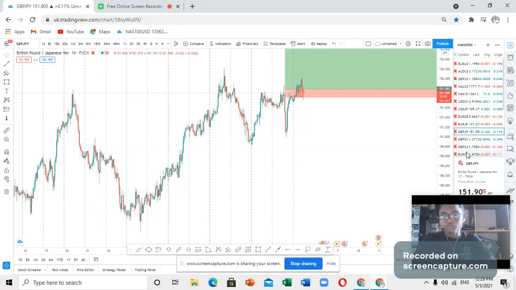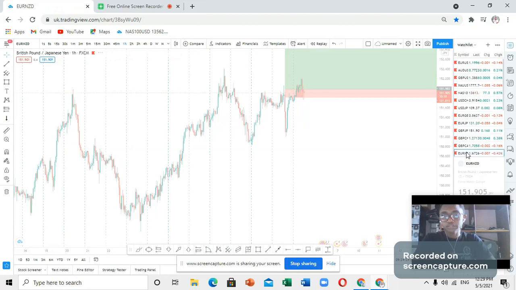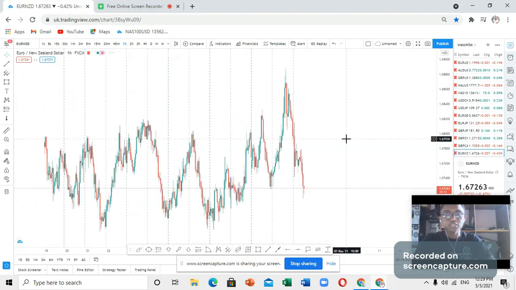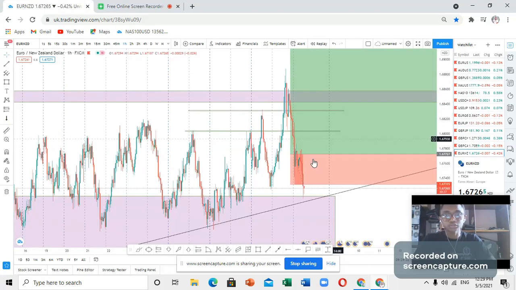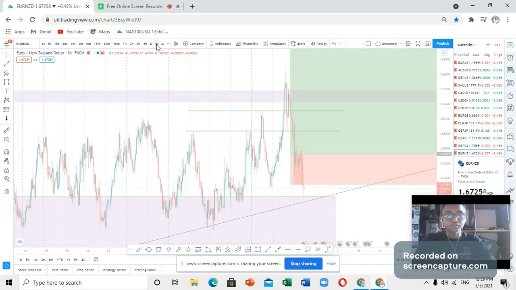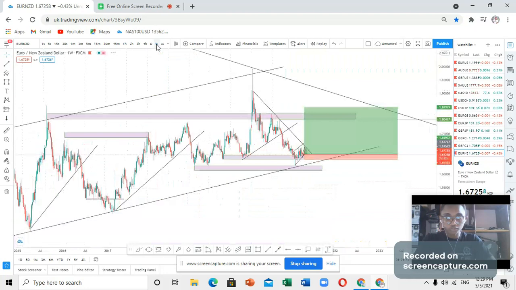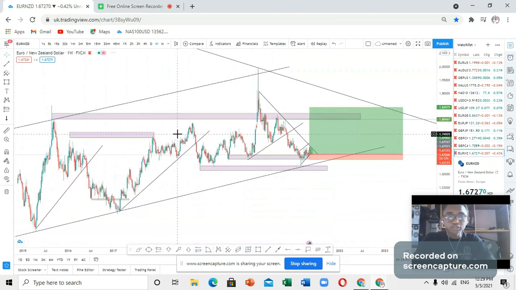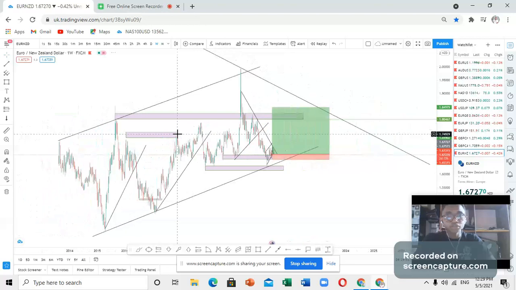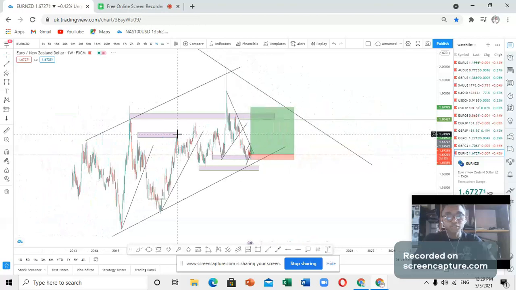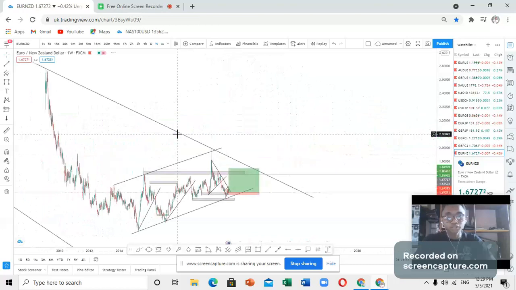So I'm going to start today's analysis with EURNZD. So we are going to start. Let me zoom out so that you can start from a weekly time frame. So from a weekly time frame, this is the view that you can be having. Let me zoom out so that you can have a clear view of what I'm talking about.